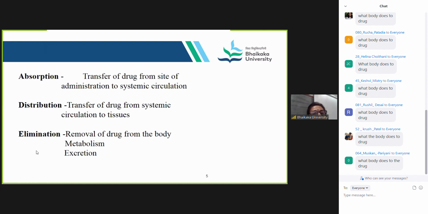What is the definition of absorption? Absorption means transfer of drug from the site of administration to the systemic circulation. Please remember the definition properly. You all know what absorption is, but expand that term. Distribution means transfer of drug to the tissue. That is the next process. And elimination means removal of drug from the body. I told you, either through metabolism or via excretion.